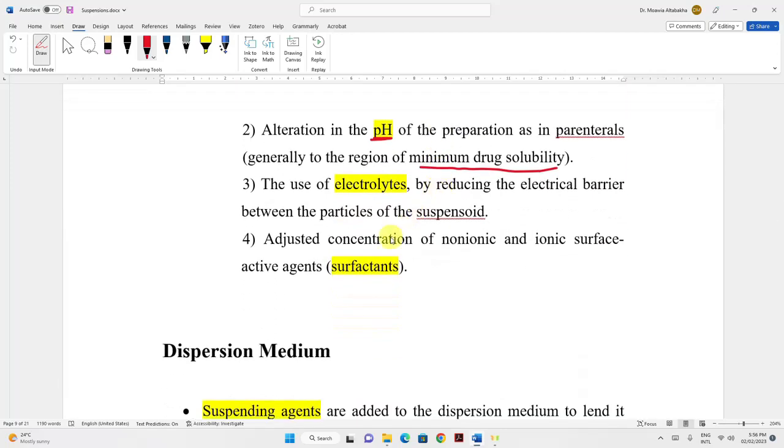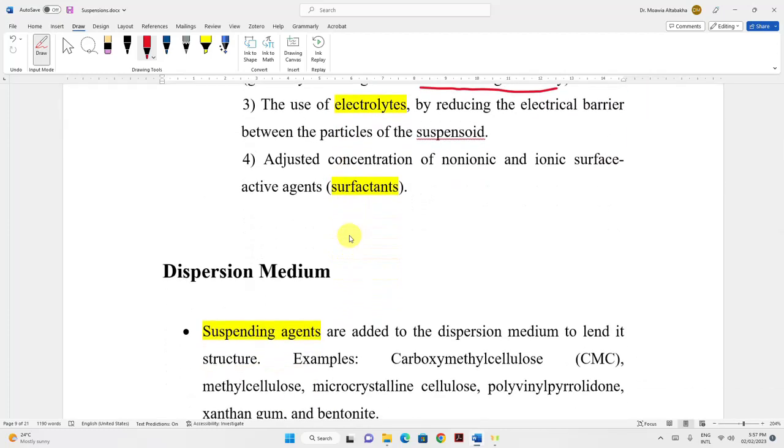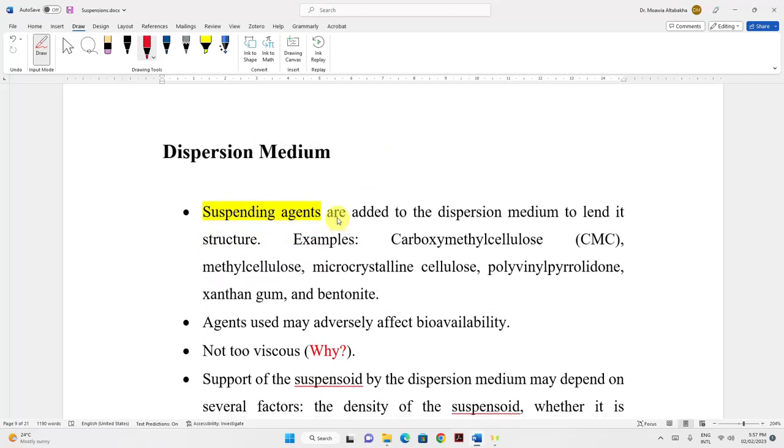So adding electrolytes. The fourth way is to add a certain concentration of ionic or non-ionic surfactants, whether ionic or non-ionic, okay? يعني controlling or adjusting the concentration of surfactants. Actually, they found that with a small concentration of surfactants, you will get deflocculated suspension, and if you increase the concentration a little bit more, you will end up with flocculated suspension. So these are the four ways by which you can get flocculated suspension.